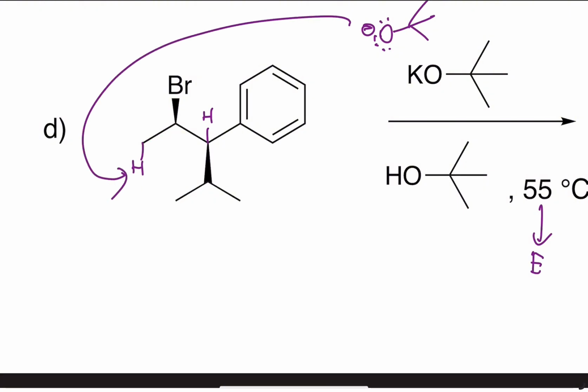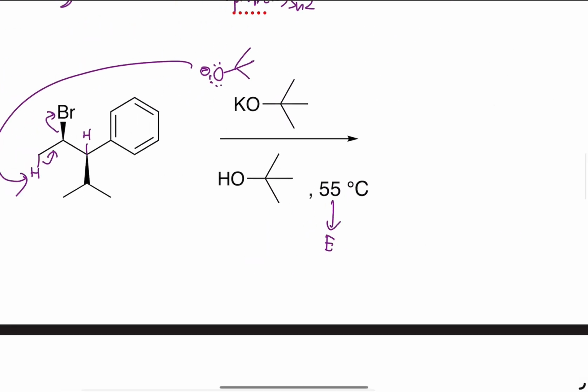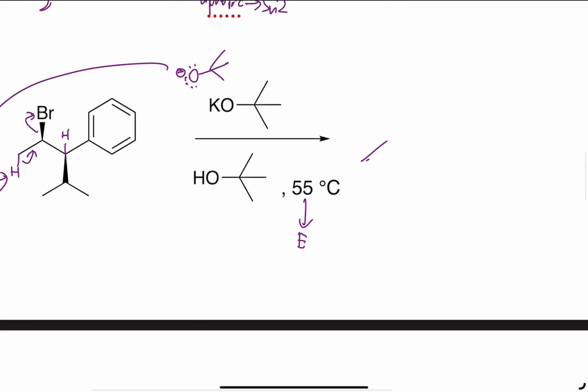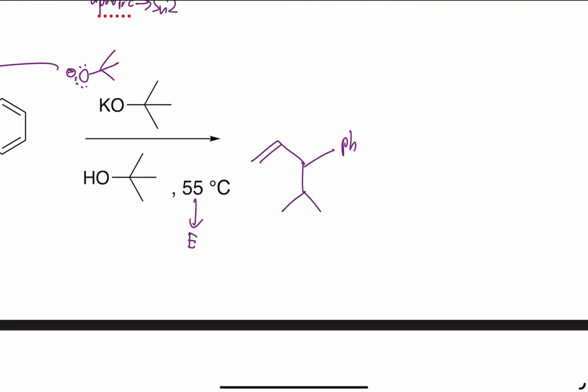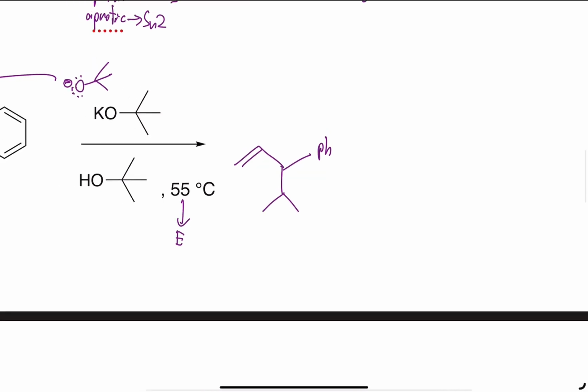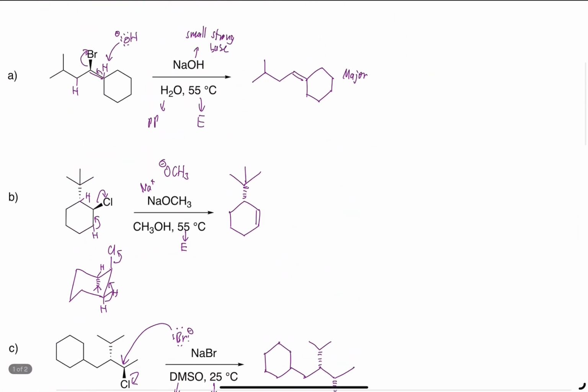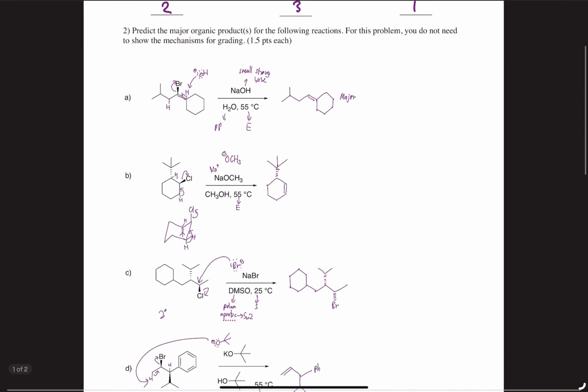So it goes here, this hydrogen bond goes down here, and then the bromine leaves. So as a result, you will get this double bond here. And I'm too lazy, so you can just draw Ph, which stands for phenyl, if you want. And that concludes my speed run for this practice quiz.